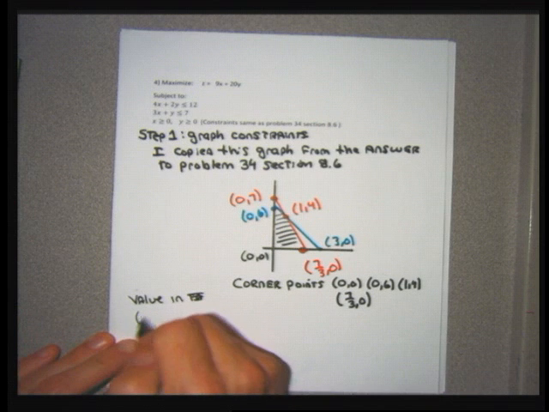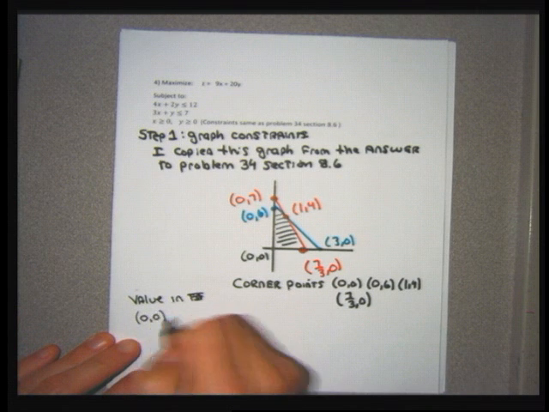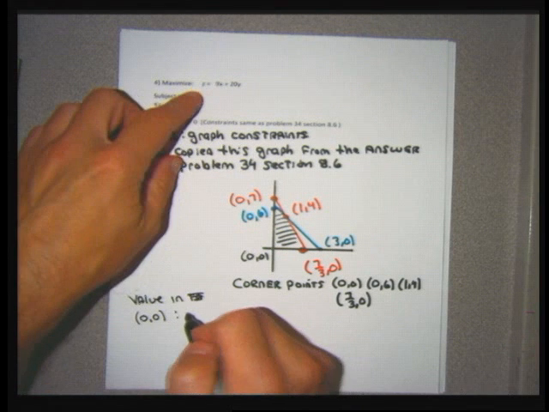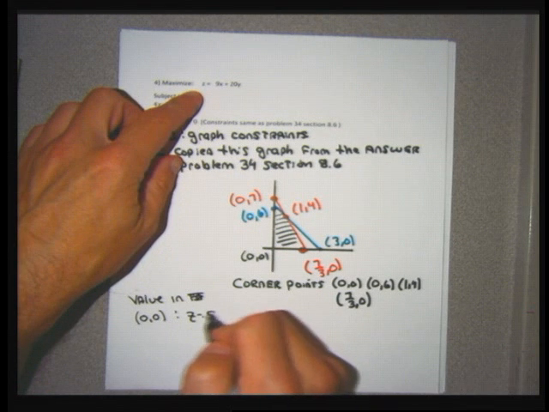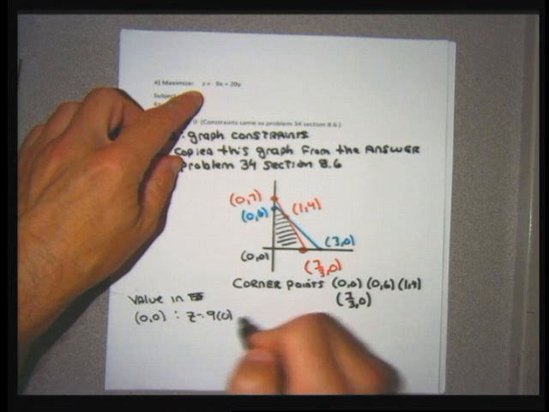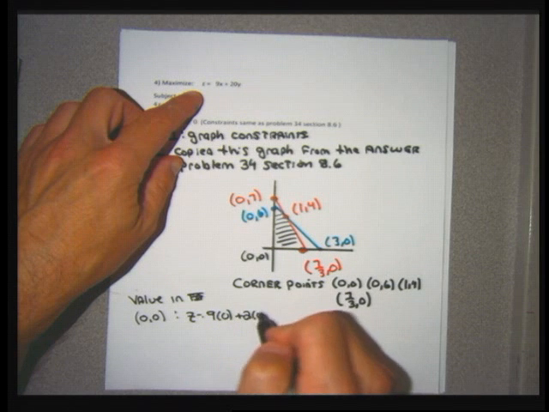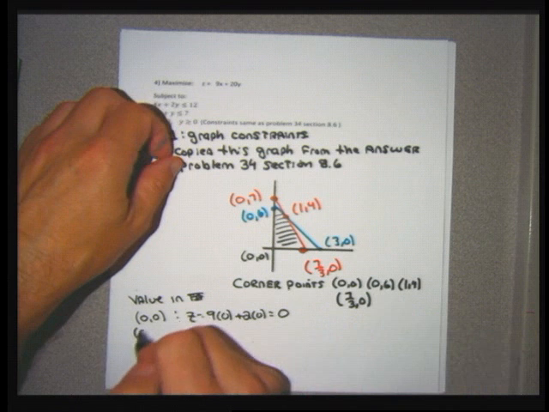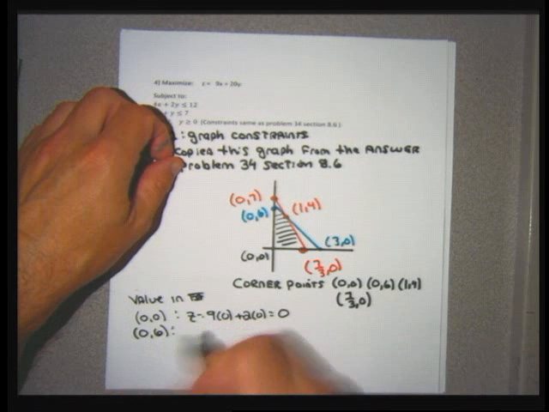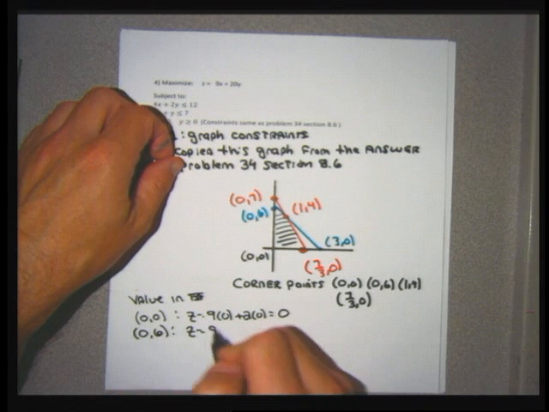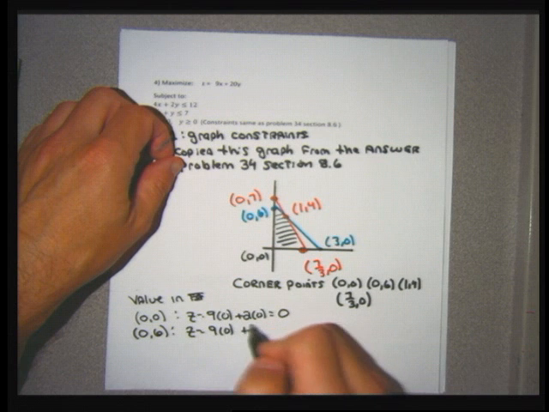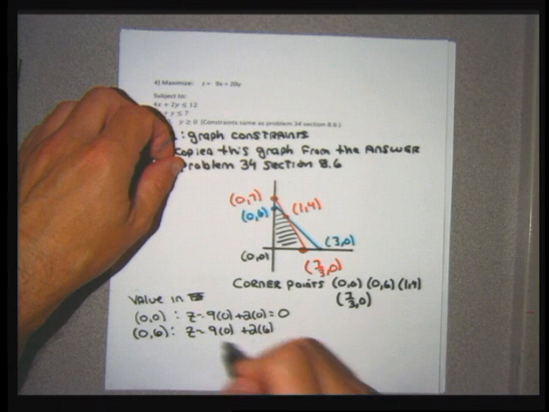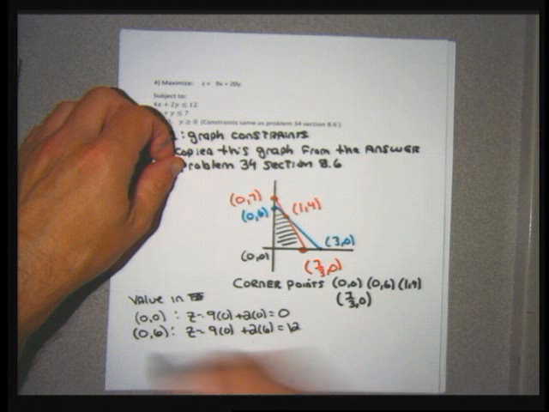So I'm going to take the point (0, 0) and plug it into the z function. I'll go z equals 9 times 0 plus 2 times 0. When you do that, you get 0. I'll do the same thing for (0, 6). Get z equals 9 times 0 plus 2 times 6. When you do that, you get 0 plus 12, which is 12.